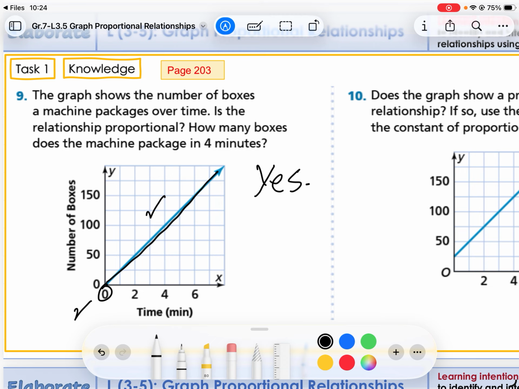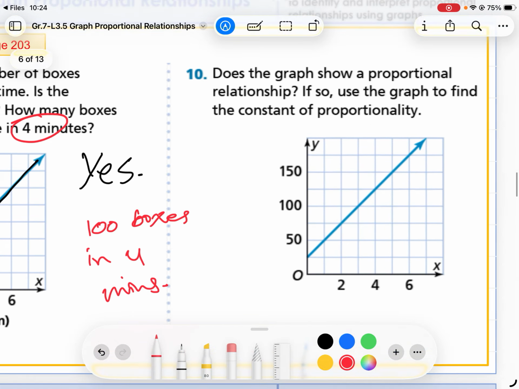Now the second part of the question. You guys have to pay attention when you read any question. Sometimes they're not asking you just to find one thing, they're asking for more than one thing. So they're asking you for 4 minutes. We go to our graph and look for when x is 4, how many boxes is y? So in 4 minutes, the machine produces 100 boxes. This is how you should answer your question.